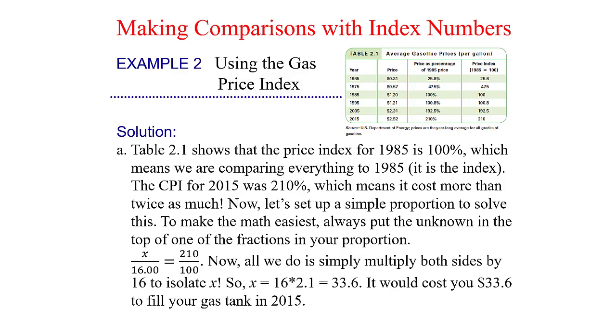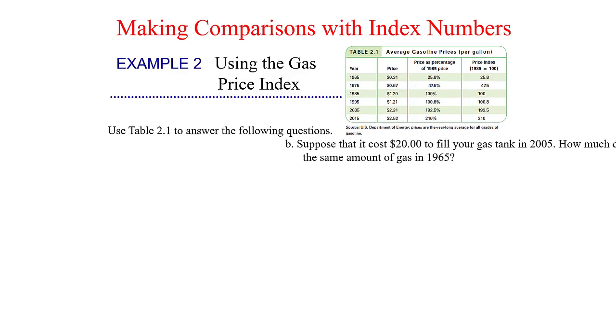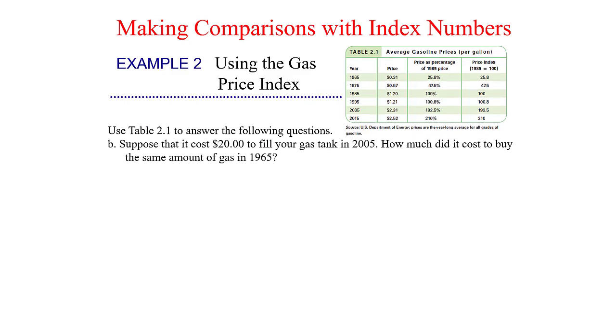which gives you 33.6, which tells us it would cost us $33.60 to fill our tank in 2015, which makes sense, right? Because the index was 210%, which means it's a little bit more than twice as much. So if it costs $16, twice 16 is $32, and it's a little bit more than 32. All right, let's look at another one.